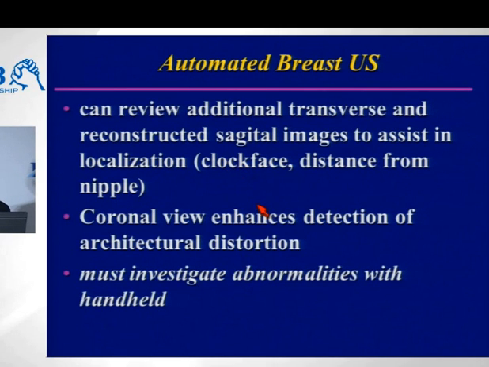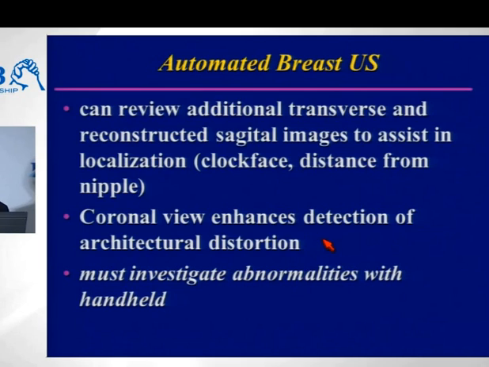When you see a lesion in the coronal plane, you can then put crosshairs on it, which will display it in transverse and sagittal. First, look at these coronal views. They're like you're looking at the moon. They don't look like ultrasound like we're used to thinking of it. But the big bonus is they really bring out architectural distortion.